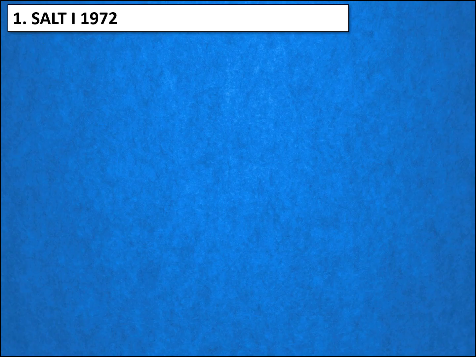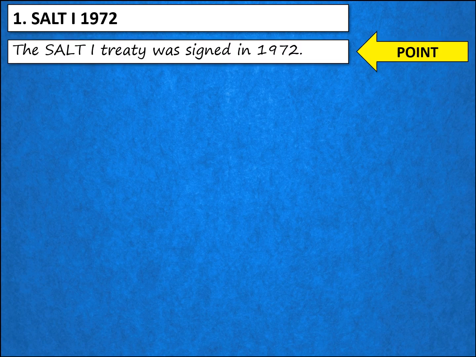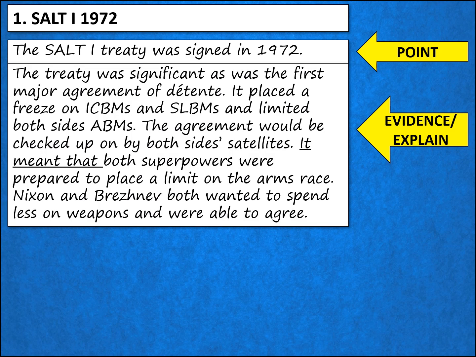Okay, so let's have a look at how our model answer is going to shape up. Our first paragraph is going to be on SALT 1 in 1972. Our structure is our usual structure, so we're going to start with a big point, and that's going to then lead us into an evidence and explain section. I've just pointed out where I've used a connective phrase. You don't need to worry too much if your evidence and explain becomes slightly mixed in this phase. That's okay, as long as we're discussing SALT 1 and how that tied into Detente.